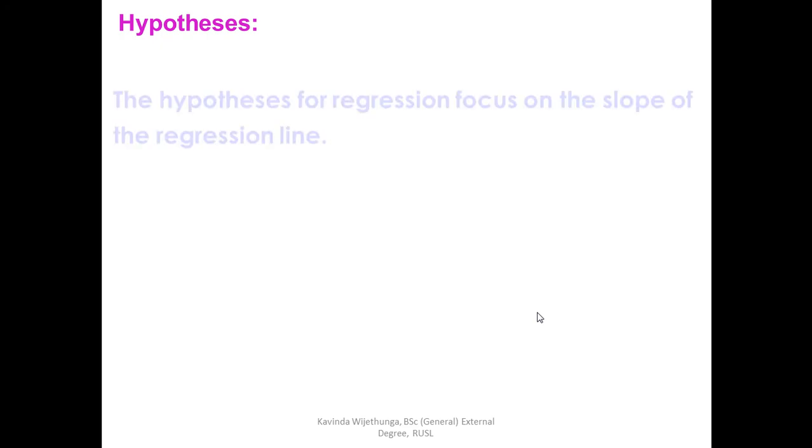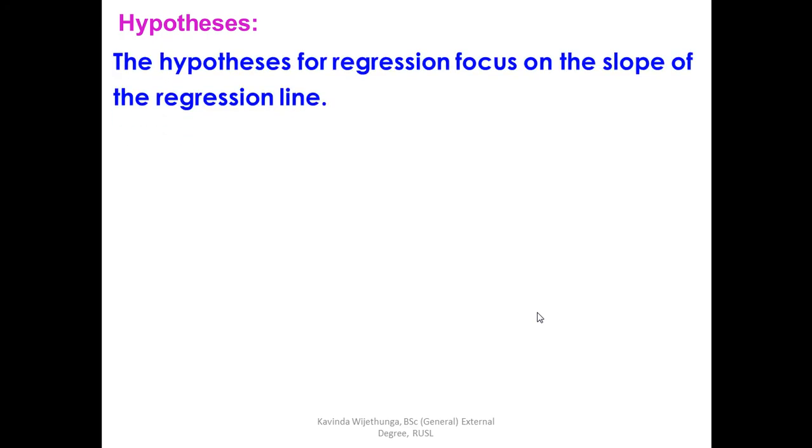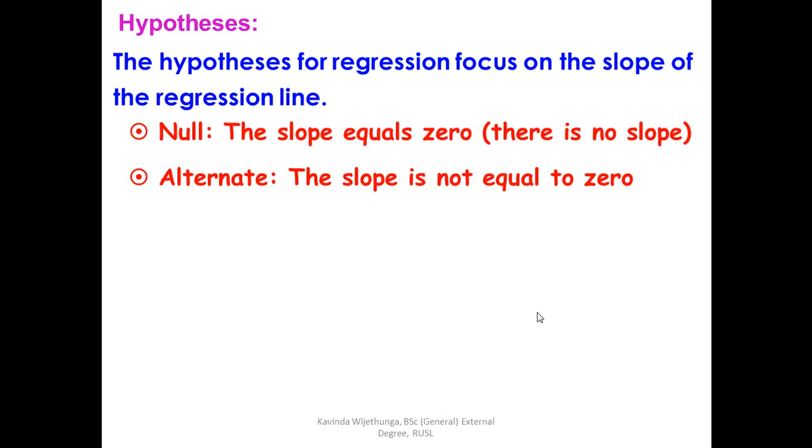Now we will consider how we can do this using SPSS, right? For hypothesis testing, first we have to write the null hypothesis and alternative hypothesis. The hypothesis for regression focus on the slope of the regression line. So the null hypothesis is the slope equals 0, or we can write there is no slope. Then the alternative hypothesis is the slope is not equal to 0.